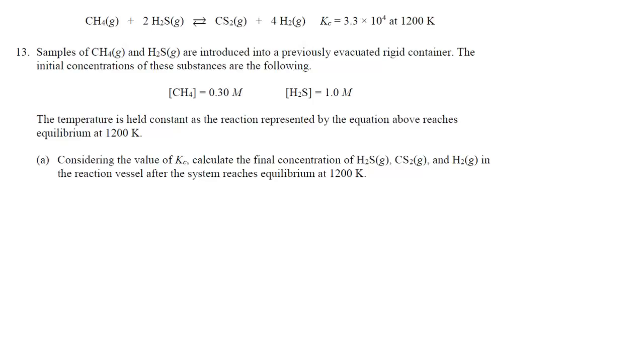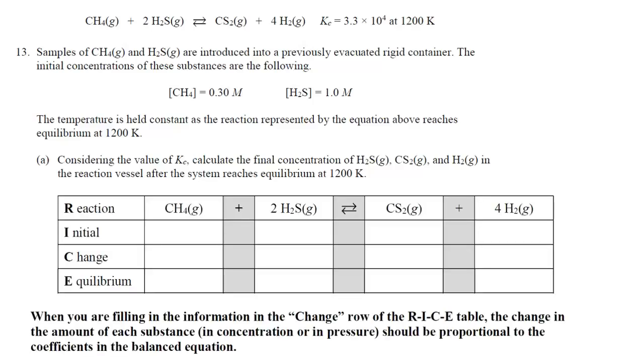The temperature is held constant as the reaction, represented by the equation above, reaches equilibrium at 1200 Kelvin. Part A. Considering the value of the equilibrium constant, Kc, calculate the final concentration of H2S, CS2, and H2 in the reaction vessel after the system reaches equilibrium at 1200 Kelvin. So as we had done earlier in questions 8 and 9, let's use that strategy of creating a rice table and filling in as much of the information as we can.